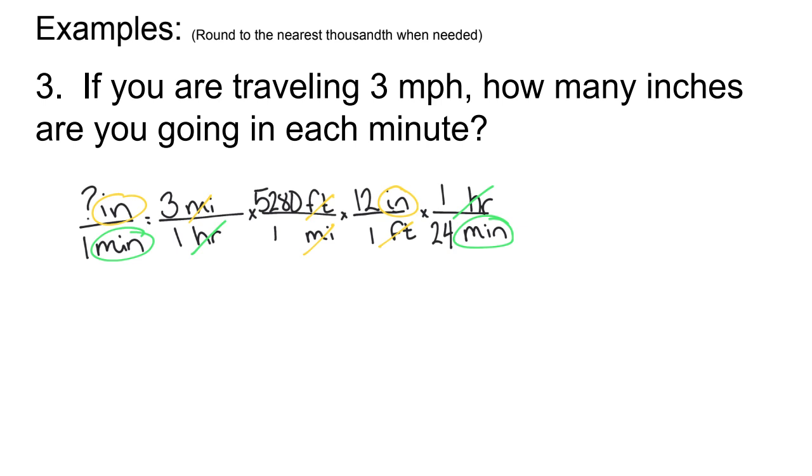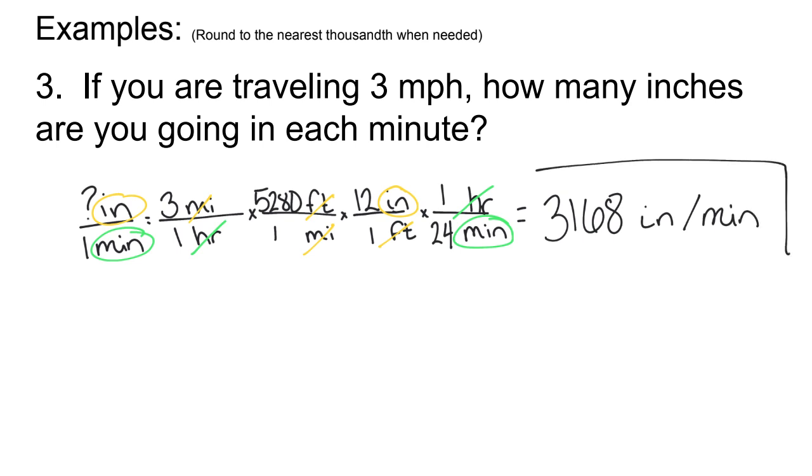And then you should be getting on your calculator an answer of 3,168. And our unit here is now inches per minute. So if you're traveling 3 miles per hour or in 1 hour, you're traveling 3,168 inches each minute.